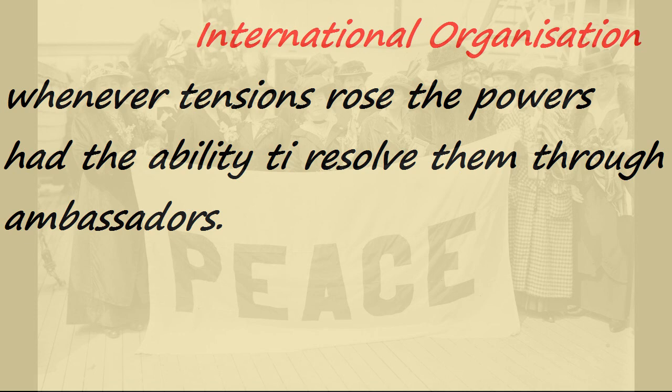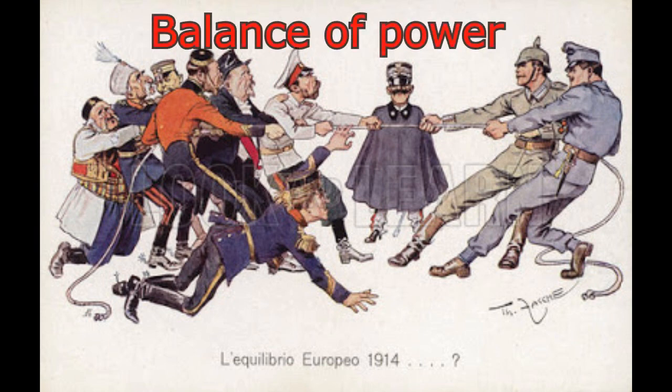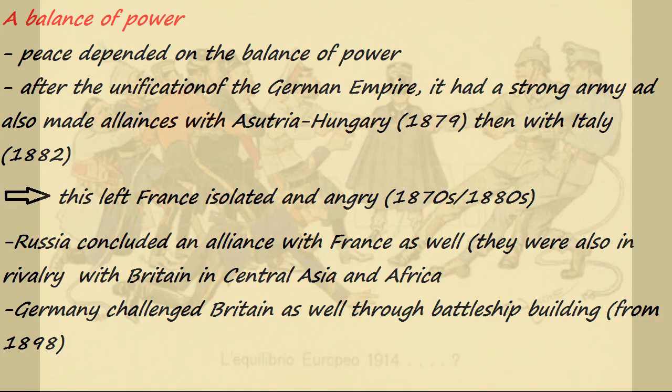Then we have the balance of power. This is one of the most important things that we can talk about in the lecture of today. You should know that the balance of power was the center of peace, which means peace depended on this balance of power. You see, after the unification of the German Empire, it had a strong army and also made alliances with Austria-Hungary, then with Italy. Italy was not very formal, but still, it was an alliance. But Italy never waged a war against the allies that we know, France, England, and USA later on.